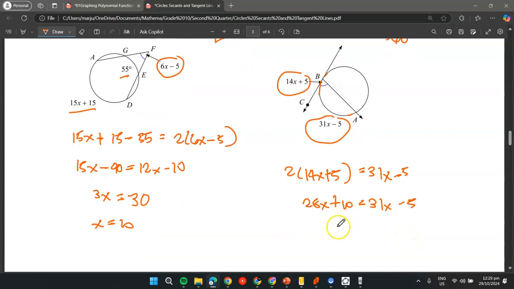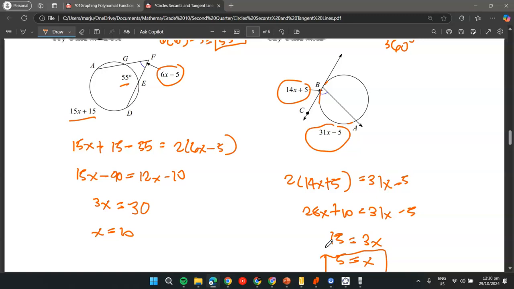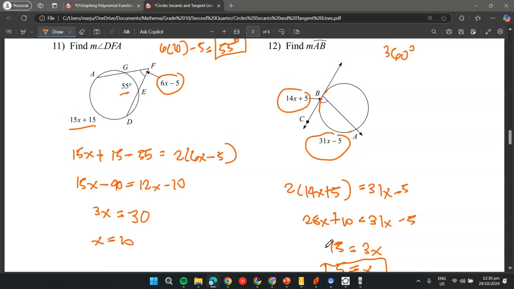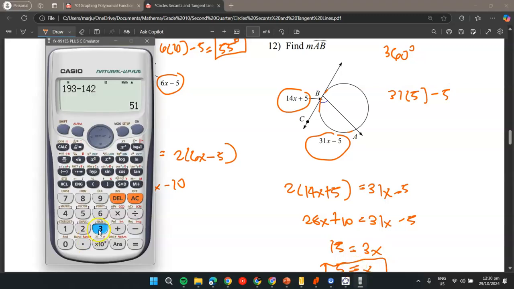Simplify. This is just 15 is equal to what is 31 minus 28? That is 3, right? 3x. And then x is equal to 5. So if x is equal to 5, 31 times 5 minus 5, that gives you 150. And 360 minus 150, that is just 210.